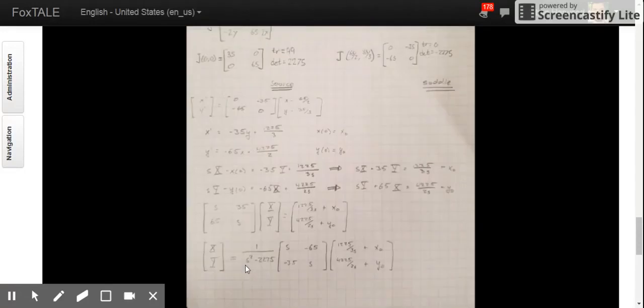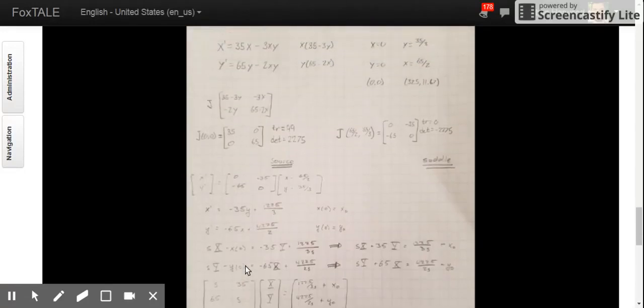And just because I didn't have it listed up there, but I have it listed in the work, our saddle point at 35, 65 for A and B is 32.5 for the X value, and then 11.67 for the Y value.